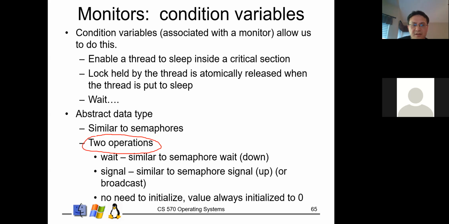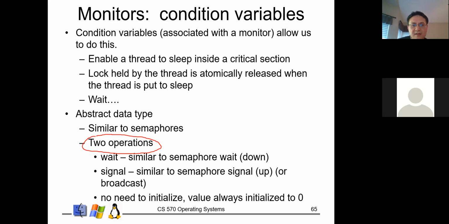But here in the monitor case, for the condition variable, if you call wait on the condition variable, it will always block. That's the difference here. The semaphore tracks that integer, but if you call wait on a condition variable, it will always block the calling thread.